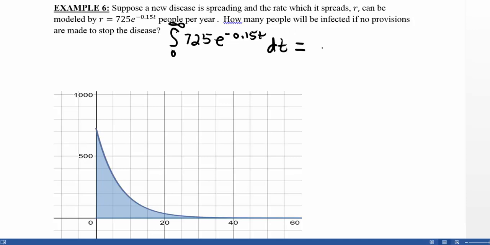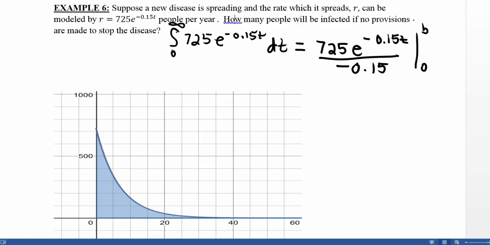So again, we're going to start by finding the antiderivative. The antiderivative here will be 725 e to the negative 0.15 t, same thing back, divided by negative 0.15. Remember, we're always going to be dividing by the constant. And we're going to evaluate that from 0 to b. We're going to do a little consolidation on our constants to make this a little bit easier. If you use a calculator to figure out 725 divided by negative 0.15, you're going to get negative 4,833.33. So here we can write this as negative 4,833.33 e to the negative 0.15 t from 0 to b.